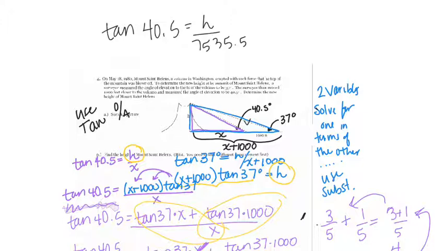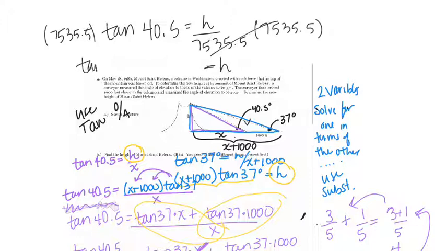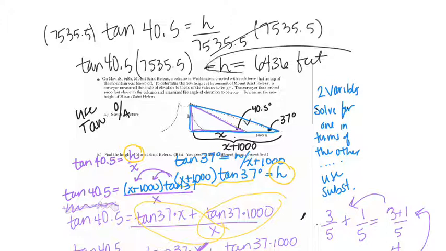And I don't have this one worked out in front. Oh, yes, I do. So I'm going to multiply both sides by this, which was x, right? And that crosses these out on the bottom. And so I'm going to have the tangent of 40.5, which you're going to type in your calculator, times this, and you should get, I got 6,436 feet. Okay, so this was a really, really, really long problem.